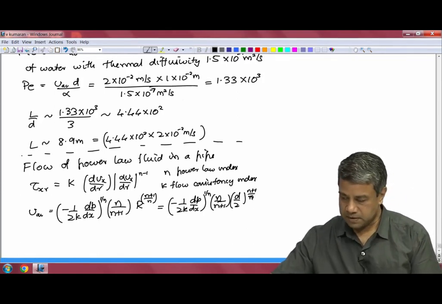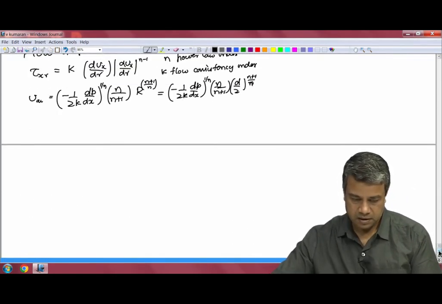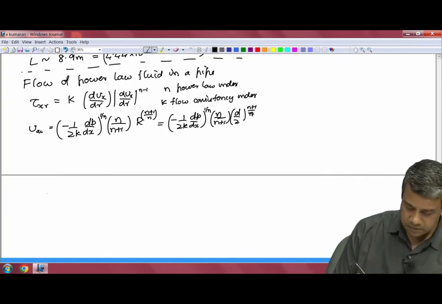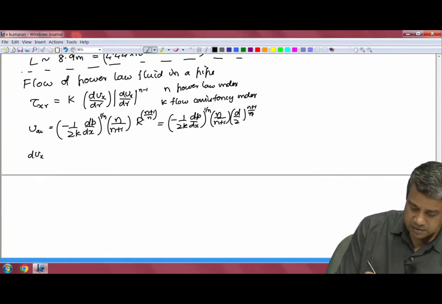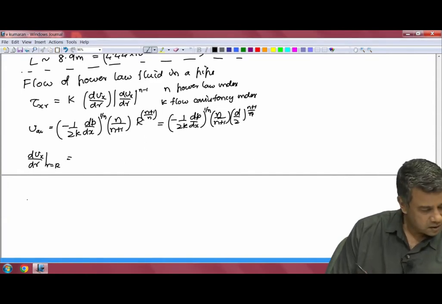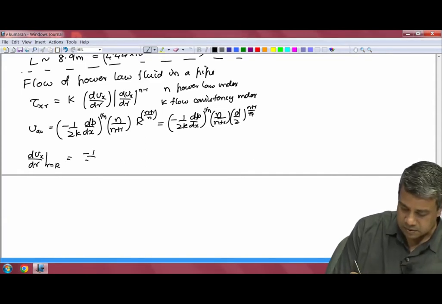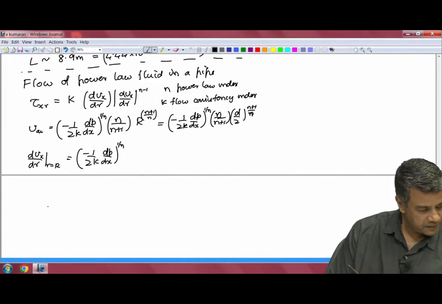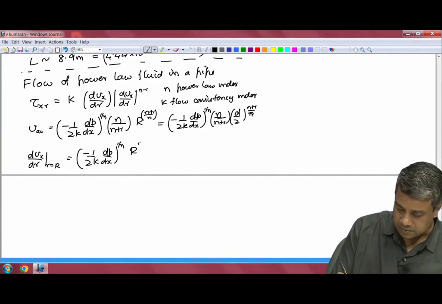That was the expression for the average velocity, and the strain rate at the wall was dVx/dr at r is equal to R. This was equal to minus 1 by 2 kappa dp/dx, whole power 1 by n, into R power 1 by n.